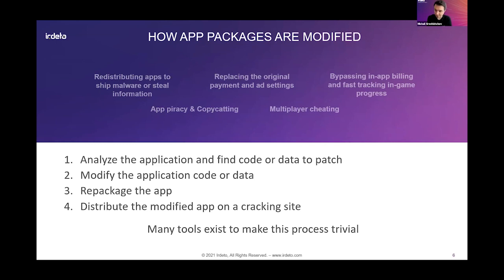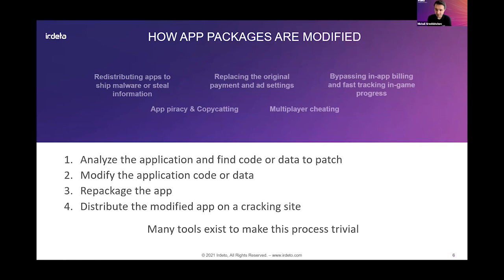So if you want to make the app available for free, you'd have to find code related to the DRM. And if you want to replace the ad settings, you need to find the data related to ad settings. You would then modify the application code or data to do what you intended to do, repackage the application, and then redistribute it on a cracking site.